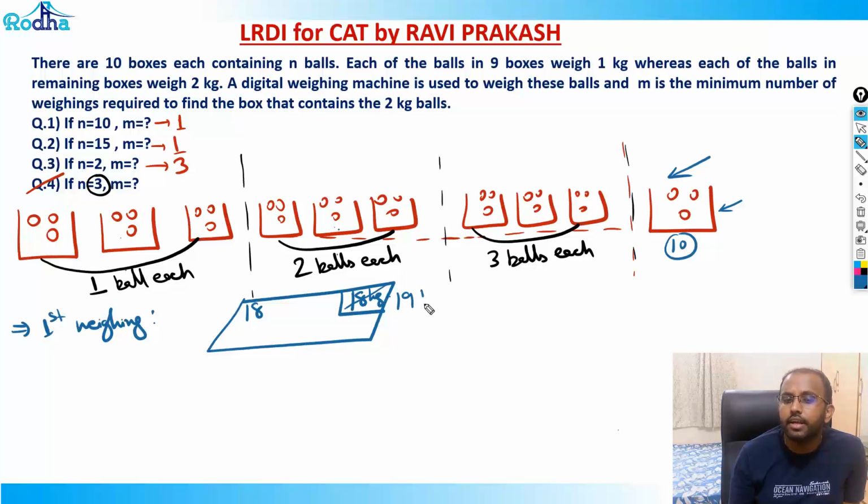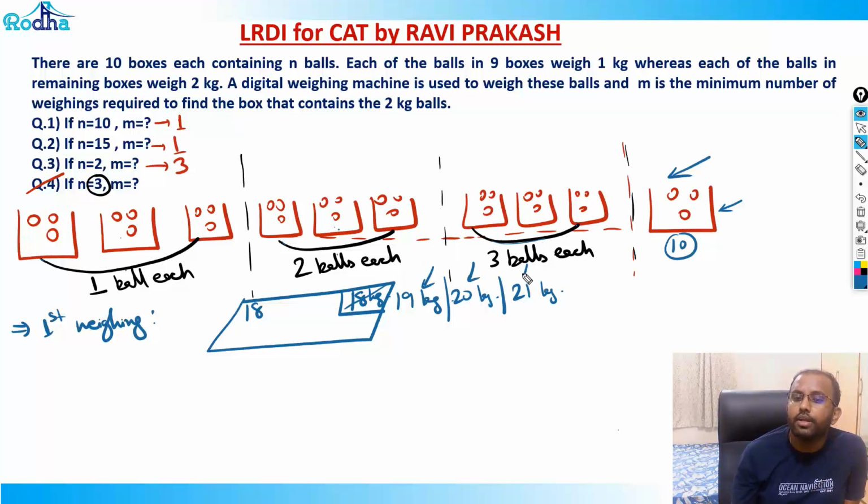So let's say it is 19 kg. That means there is 1 ball of 2 kg on this weighing machine, so 1 ball I have picked from the first 3 boxes. If the weight is 20 kg, that means there are 2 balls of 1 kg extra each, from the second set of 3 bags. And if the weight is 21 kg, that means there are 3 balls of 1 kg extra, from the third set of 3 bags. So anyhow, if the reading is 19, 20 or 21, after the first weighing I can identify my 3 bags.